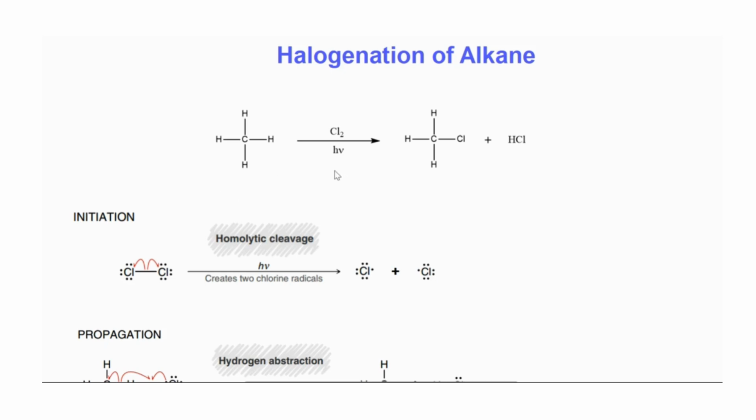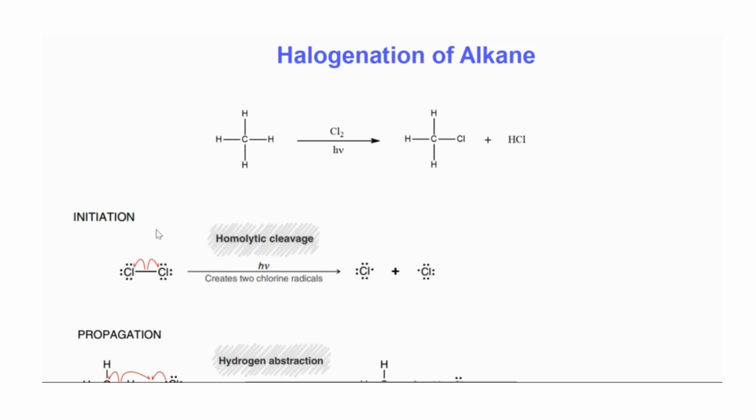reactions, especially at higher temperature or in light, the photochemical reactions. Okay, so this is one of the special reactions for the alkane compounds. Now see this overview. We took the example of methane reacting with chlorine in the presence of light, so we are getting chloromethane. So this is the overview of this reaction, that means the overall reaction. Let's see how this reaction takes place.